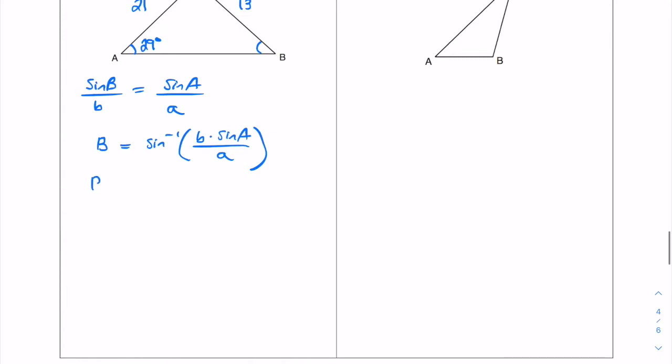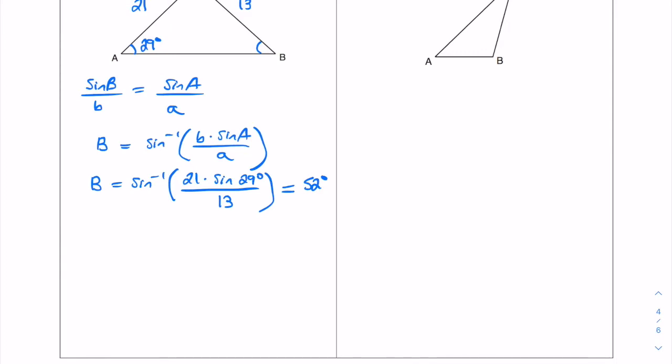So angle B is the inverse sine of 21 multiplied by the sine of 29 degrees, all of that divided by 13. Okay, and working this out on the calculator, you should get about 52 degrees. Let's just round it to the nearest whole number, and you'll see why shortly. It makes it much easier.